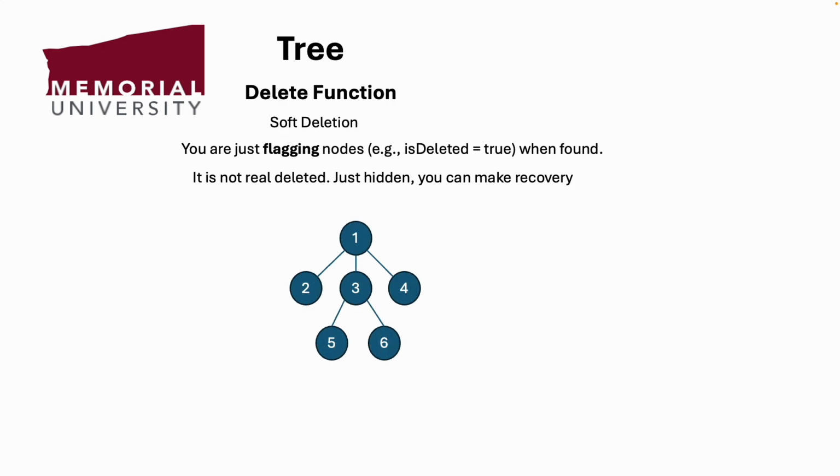For example, we have this tree. We soft delete node 3. What do we do here? We also need to soft delete its children, 5 and 6. It means if, for example, we traverse this tree, 3, 5, 6 won't be shown. In this scenario, we're going to be using the pre-order traversal for the soft deletion.